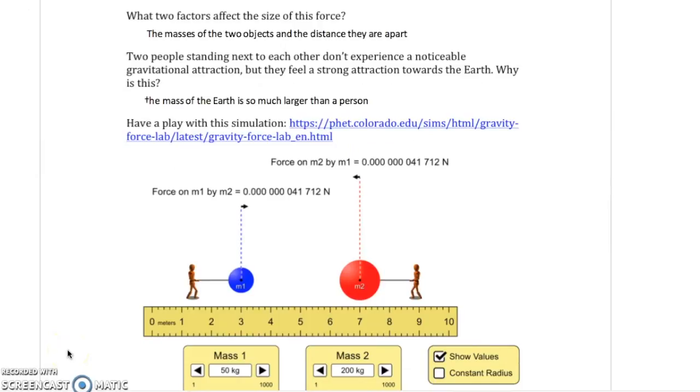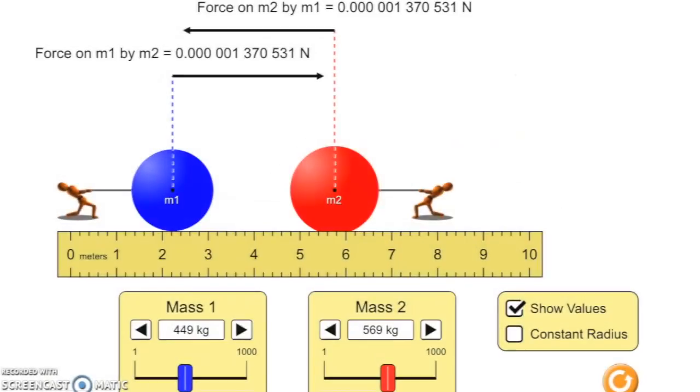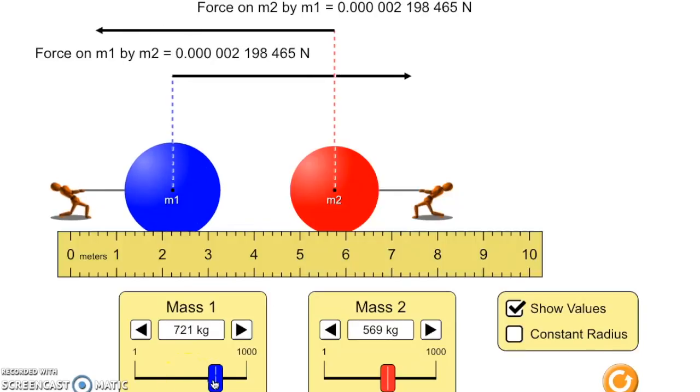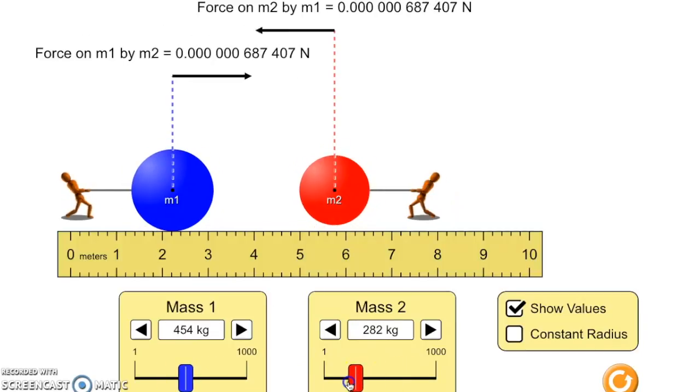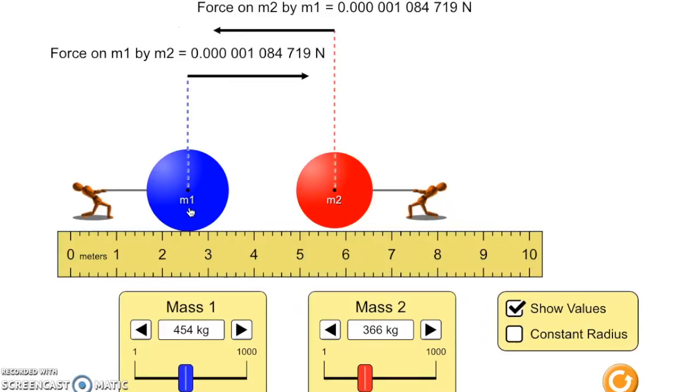Hopefully you've had a play with the simulation. In this sim you can change two things: the masses of the two spherical objects and the distance that they are apart. You should have observed that the size of the forces, which we see up here, on the two objects is always the same. So the size of this arrow is the same as the size of this arrow.